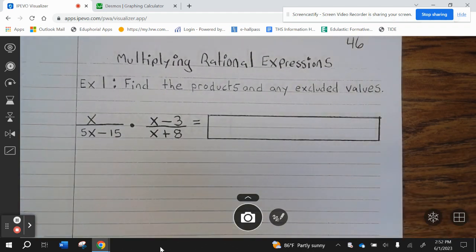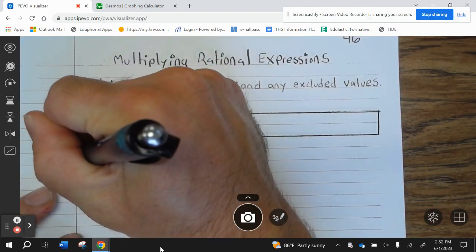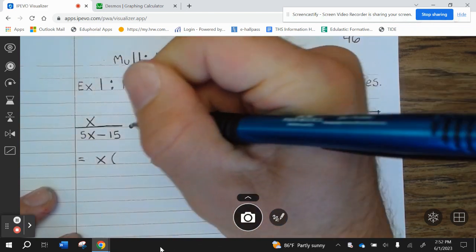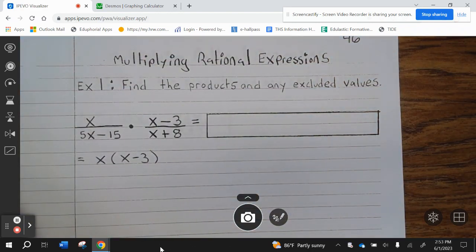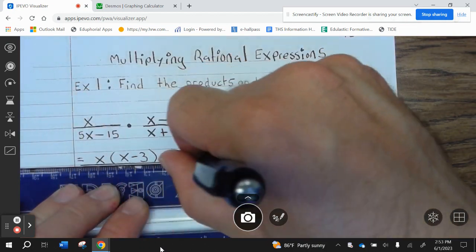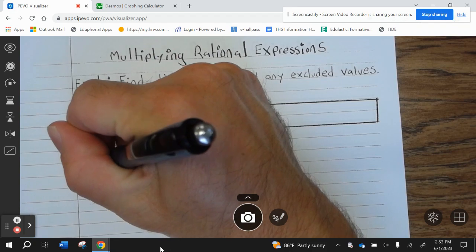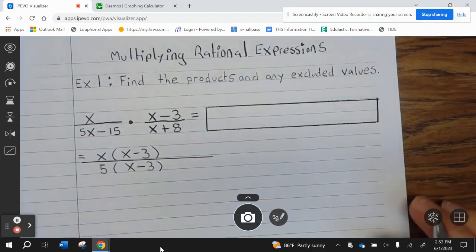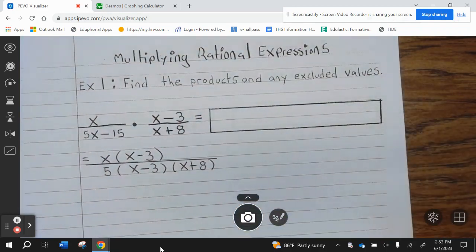So the numerator is already factored. So we have x times x minus 3, divided by, we can factor out a 5 from each of these, which leaves 5 parentheses x minus 3 times x plus 8. Okay.